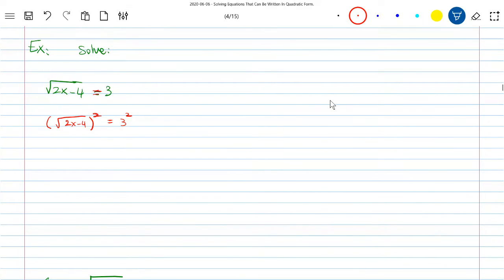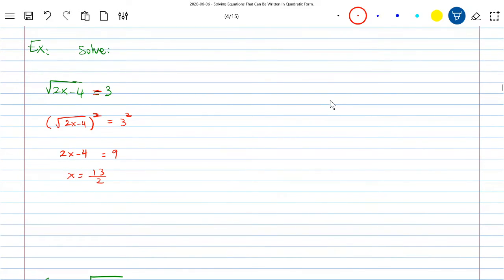Even if it was negative, you could still square both sides, but at the end you always have to check your solution for the radicals. So let's square both sides. What do we get on the left side? Square root and squared are opposite operations. So the left side is simply 2x minus 4. Right side, 3 squared is 9. Now you have a linear equation. Add 4, divide by 2. What is x? 9 plus 4 is 13, divided by 2.